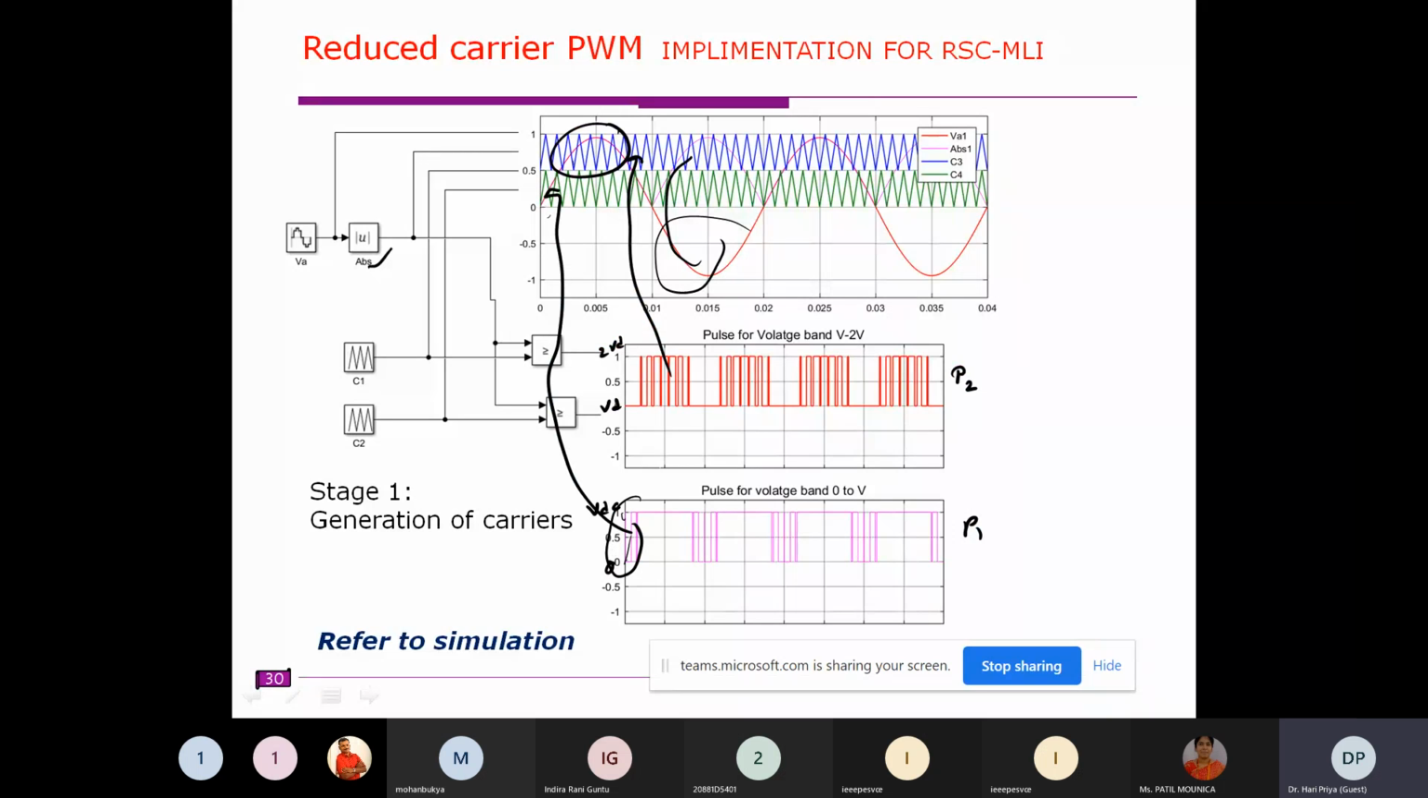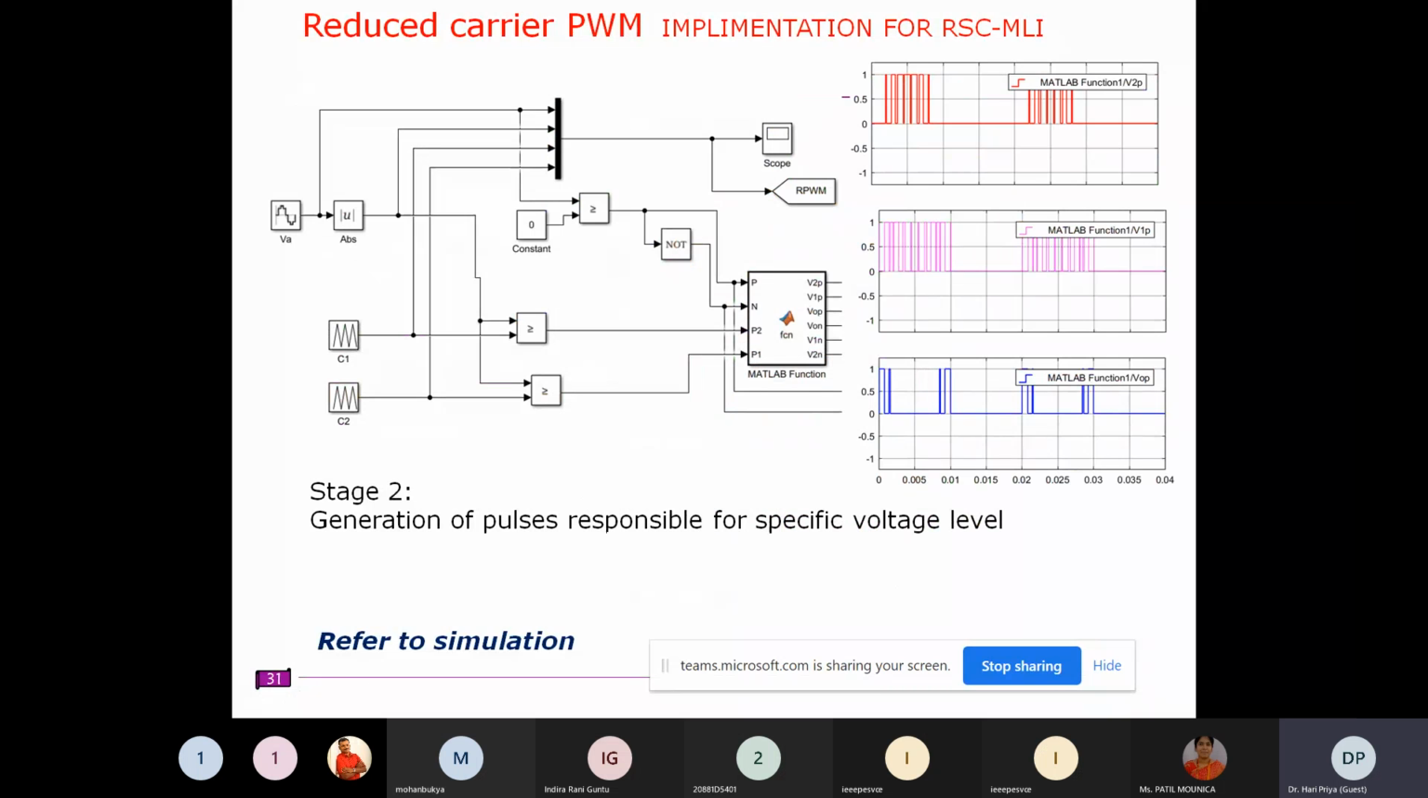So this is the first stage, where you are generating the carriers, comparing the carriers with the sine, and generating these two pulses. These are also overlapped, where the lower pulse, which is responsible for the voltage band of 0 to V, is still remaining high when the voltage band of V to 2V is active. So these are not directly applicable to the considered topology. We should do something with this. So there comes the second stage, where we make these levels independent. You can see this V is not remaining high at the upper levels.